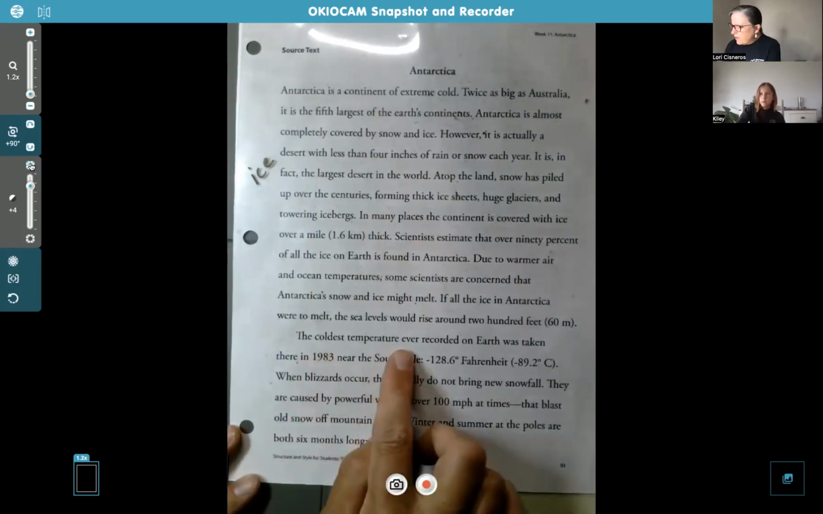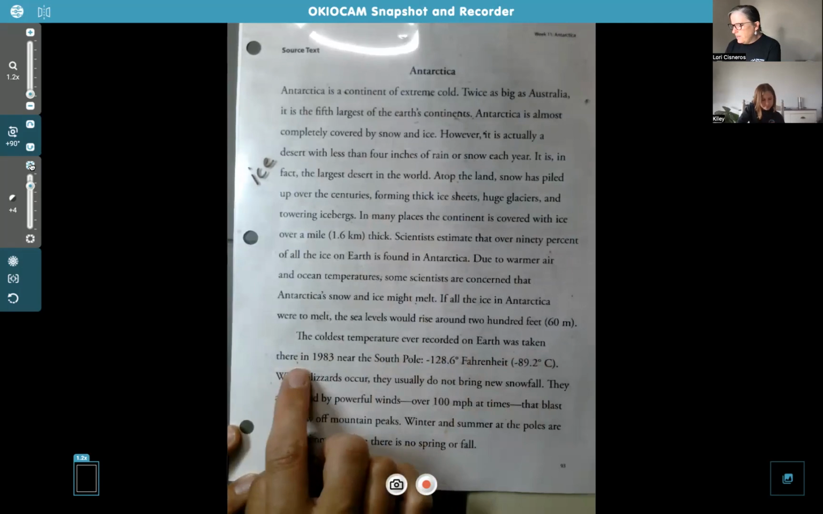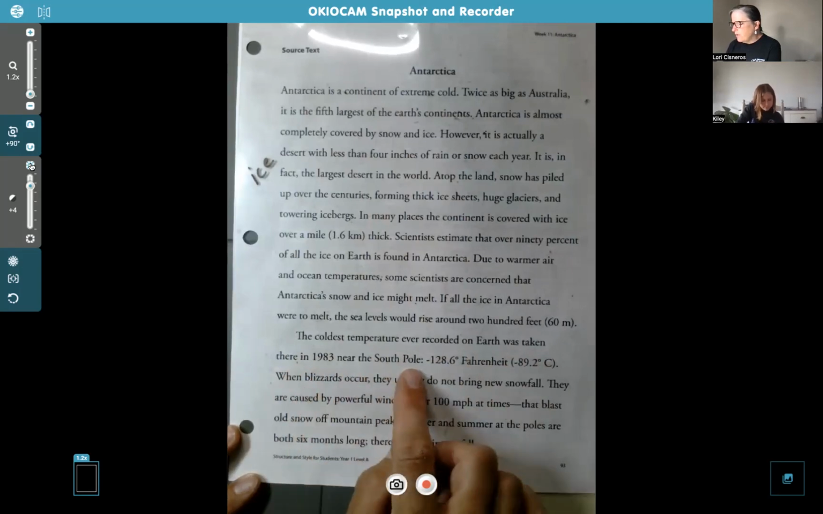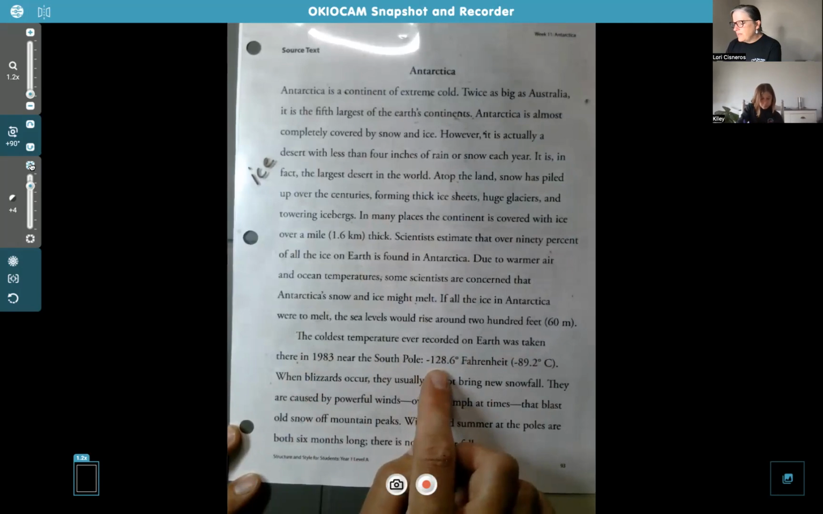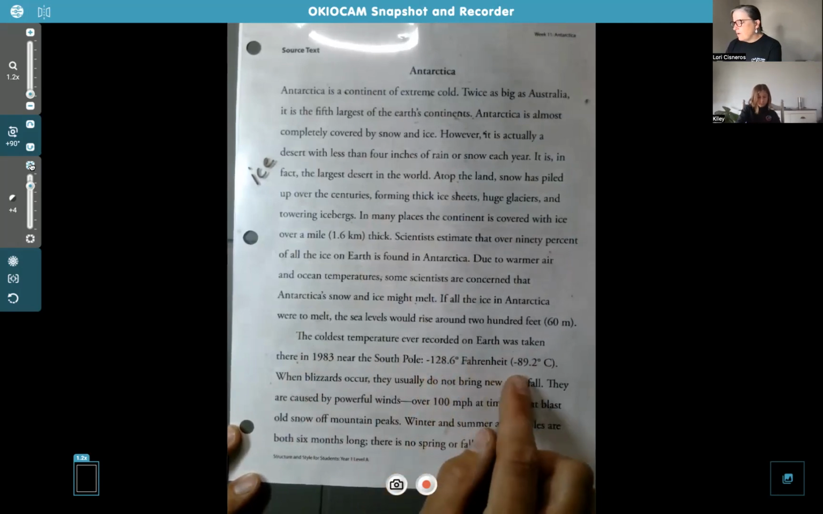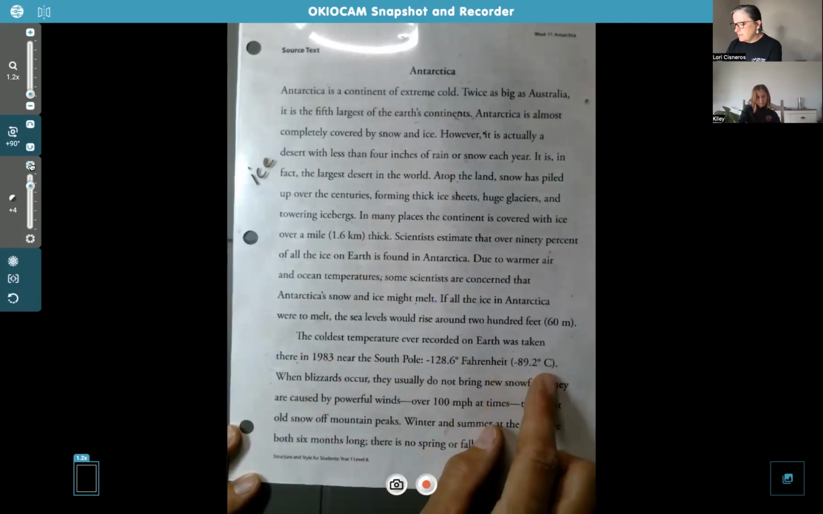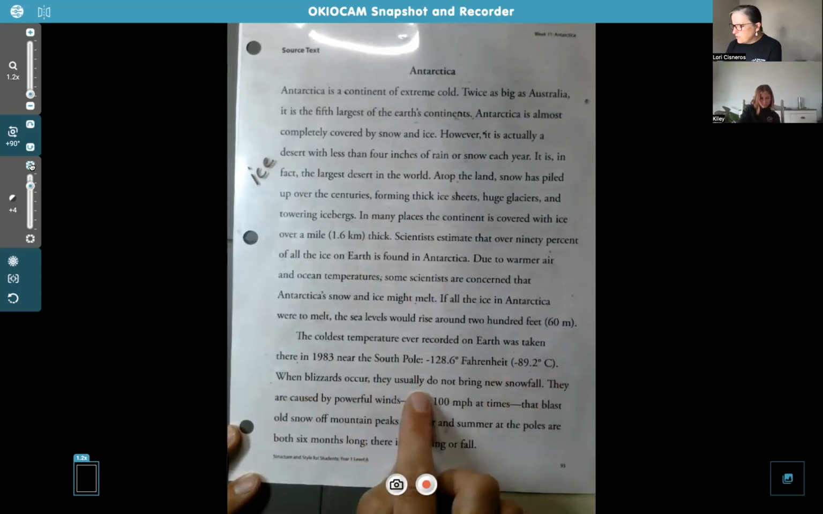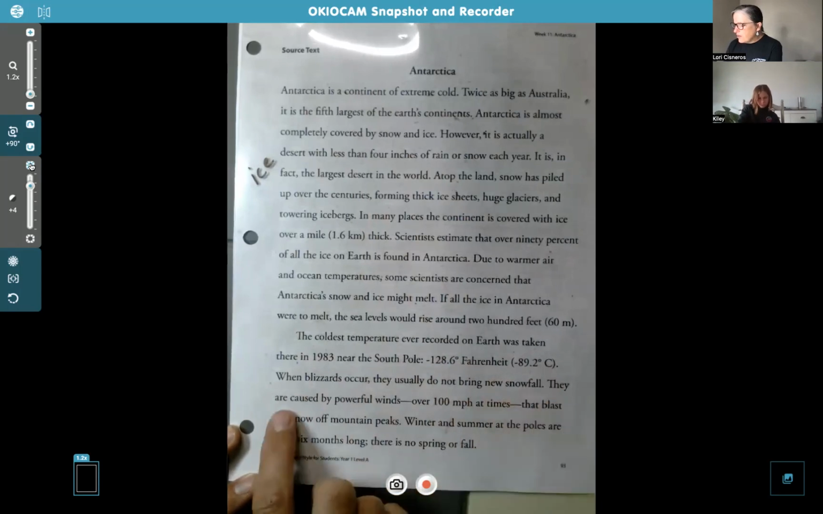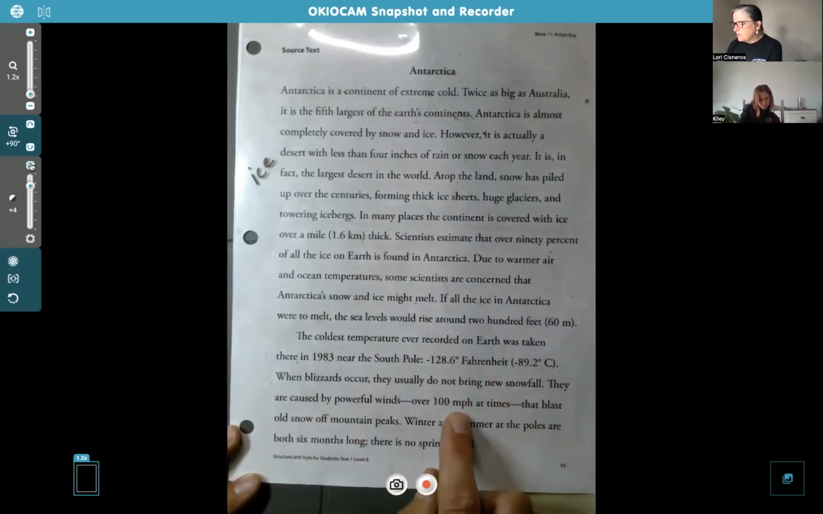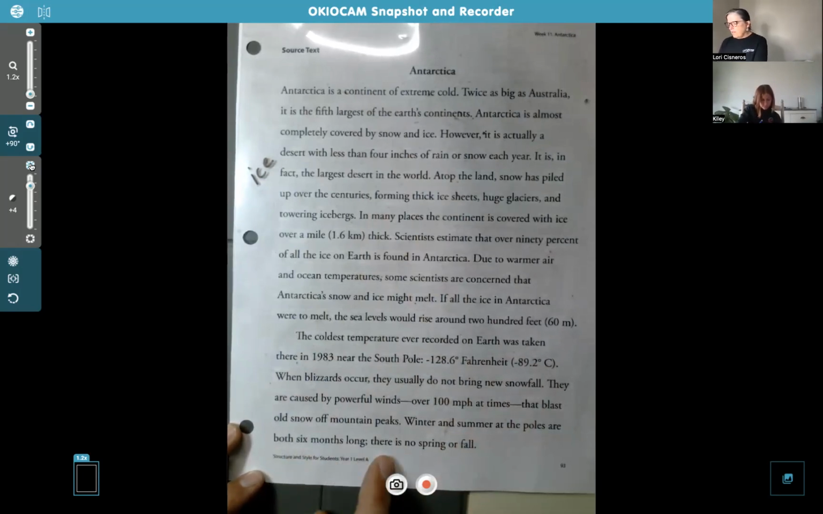The coldest temperature ever recorded on Earth was taken there in 1983 near the South Pole, negative 128.6 degrees Fahrenheit, or negative 89.2 Celsius. When blizzards occur, they usually do not bring new snowfall. They are caused by powerful winds over 100 miles per hour at times that blast old snow off mountain peaks. Winter and summer at the poles are both 6 months long. There is no spring or fall.